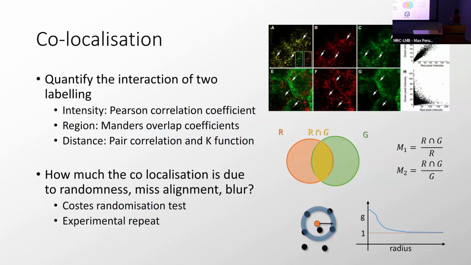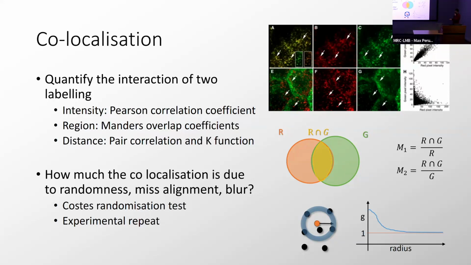You can also look at the distance between objects. So this is object-based colocalization, where you look at how many objects in one channel, so this one in this ring, are close to this object in the other channel, and you create this G function, which, if properly normalized, should be equal to 1 if there is no interaction. And it will give you an idea of the scale, the distance at which the particles interact.